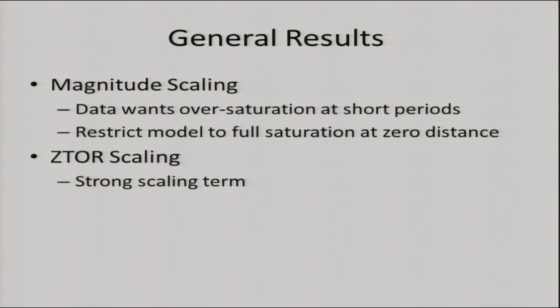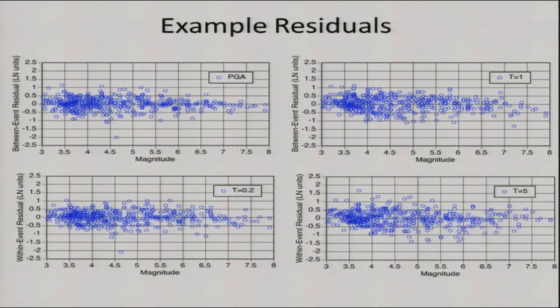The top of rupture scaling I talked about, and I'll show you in a second. So I just have a couple examples of residuals. This is the event terms versus magnitude. So for peak acceleration, 0.2 seconds on the bottom left, 1 second, and 5 seconds.